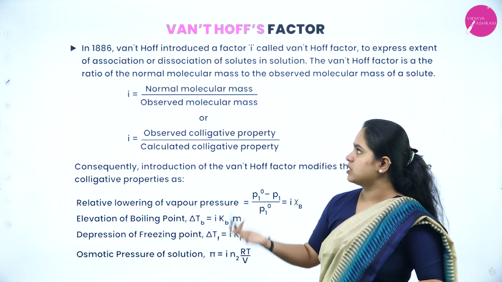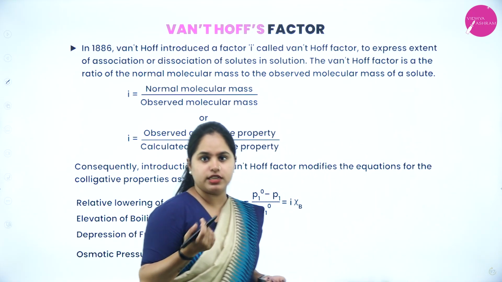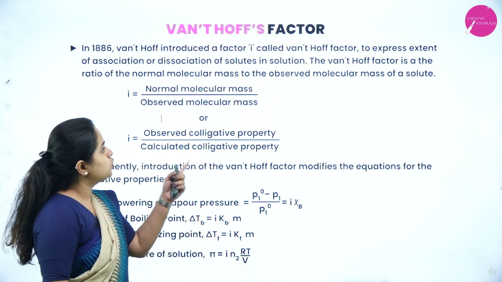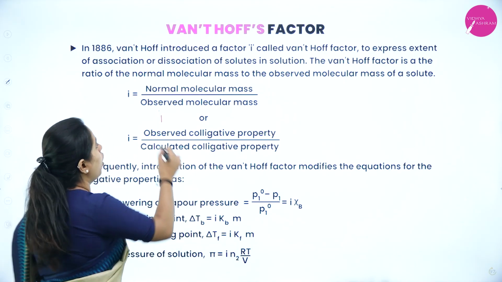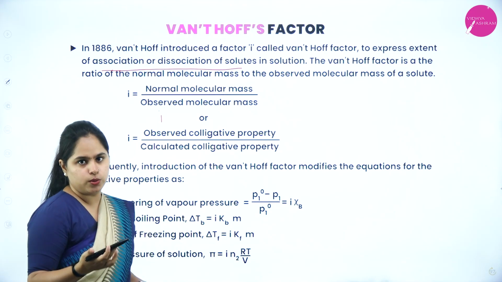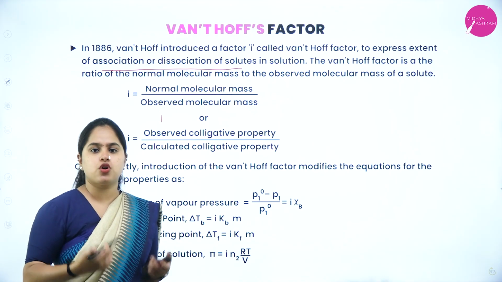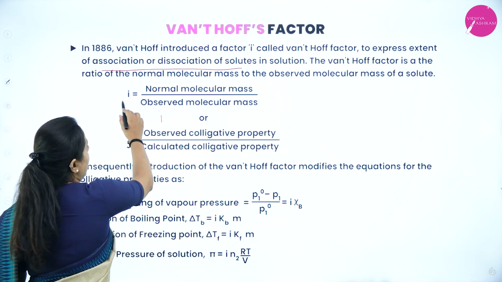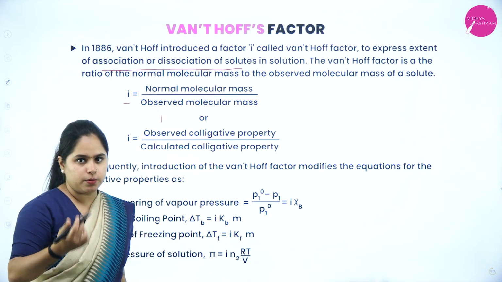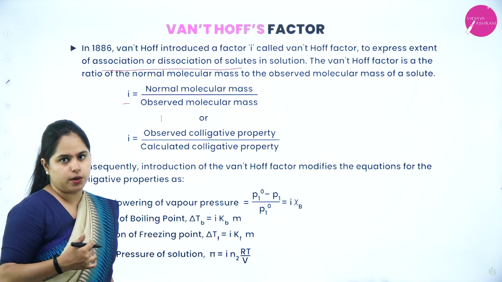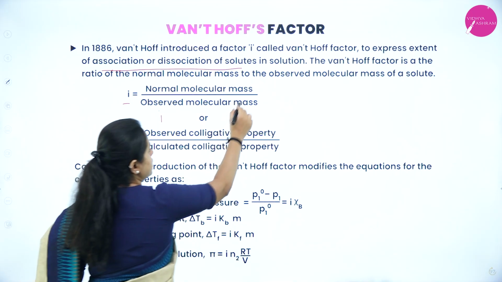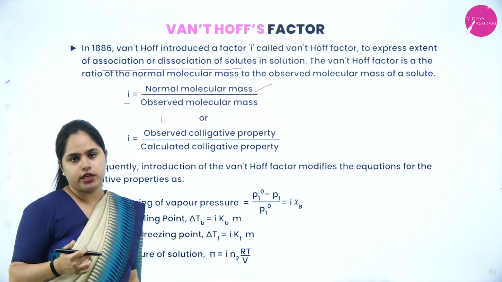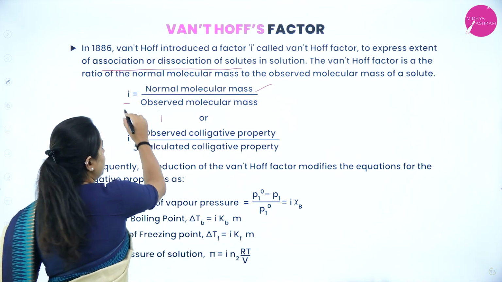So in 1886, Vant Hoff introduced a factor which is called the Vant Hoff factor, represented by the letter small i, to express the extent of dissociation or association of solutes in a solution. So how can you calculate it? The Vant Hoff factor i will be equal to the normal molecular mass divided by the observed molecular mass. What it was supposed to be is the normal molecular mass, the expected one. And what did you observe? The observed molecular mass. That ratio will give you the Vant Hoff factor, right?